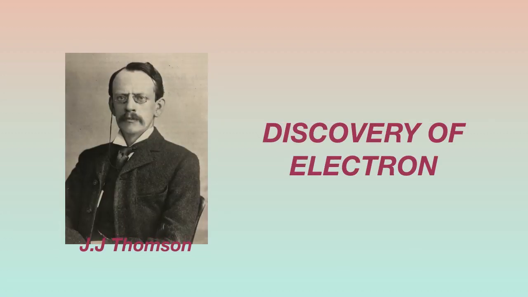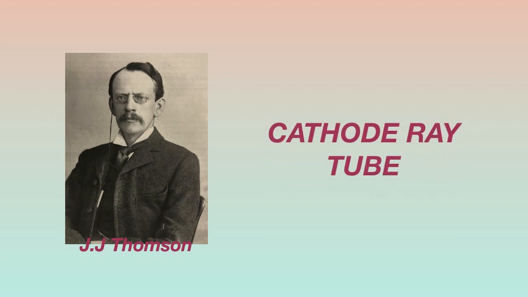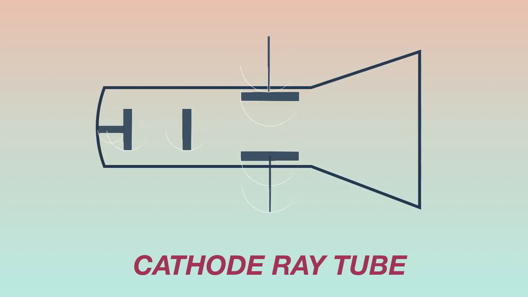J.J. Thomson discovered electrons in 1897 when he was studying cathode rays. He created what is called a cathode ray tube, in which he pumped the air out of the tube, creating a very low pressure inside the tube. Then he applied a high electrical voltage between the two electrodes at the end of the tube.